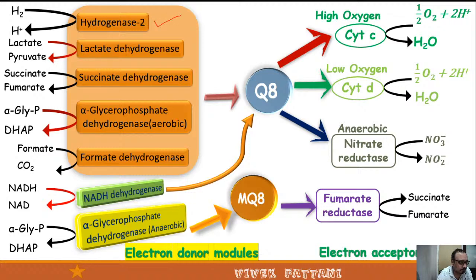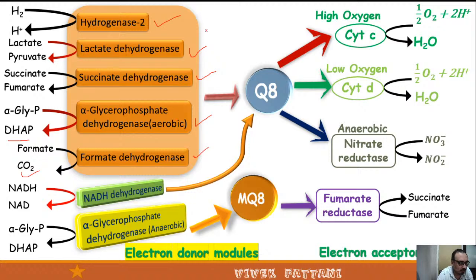Starting with the first one, hydrogenase enzyme 2, where hydrogen will be converted into hydrogen ion. The second enzyme is the lactate dehydrogenase, where lactate will be converted into pyruvate. Now the third enzyme, succinate dehydrogenase, where succinate will be converted into fumarate. The fourth enzyme, alpha glycerophosphate dehydrogenase, only under aerobic conditions right now, where alpha glycerophosphate will be converted into dihydroxyacetone phosphate. Next one is the formate dehydrogenase, where formate will be converted into carbon dioxide.